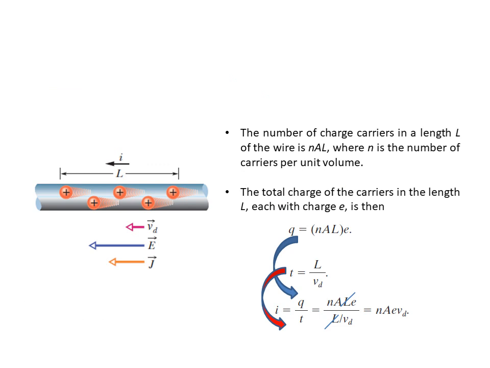Now, for example, this is a conductor connected to a battery, and the electric field direction is shown. It goes from right to left, and you see the positive charge carriers moving in the direction of the electric field, and this is the direction of I, current. This is a particular length of the conductor.